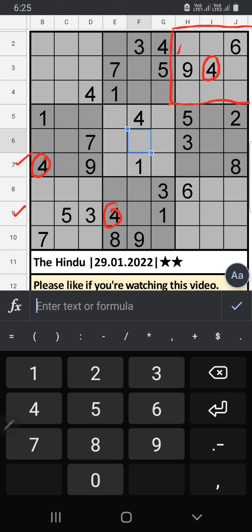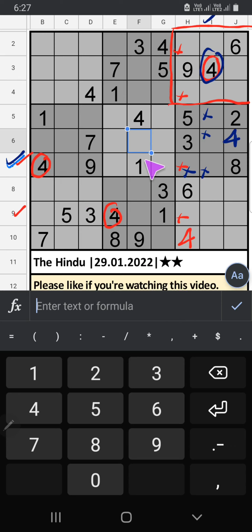So 4 can't come in these cells. 4 is confirmed here. 7th row and column J we have 4. So 4 can't come in these cells. 4 is confirmed here.